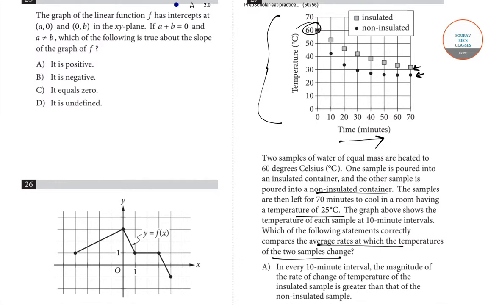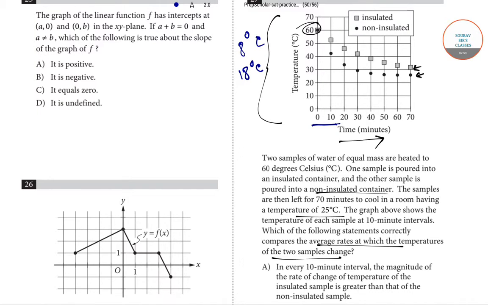According to the graph, in the first 10 minutes, 0 to 10, the temperature of the insulated sample decreased about 60 to 52, that is 8 degrees Celsius, whereas the non-insulated sample decreased to almost 42, that is 60 to 42, that is 18 degrees Celsius. Similarly, this is 18 degrees Celsius and 8 degrees Celsius.